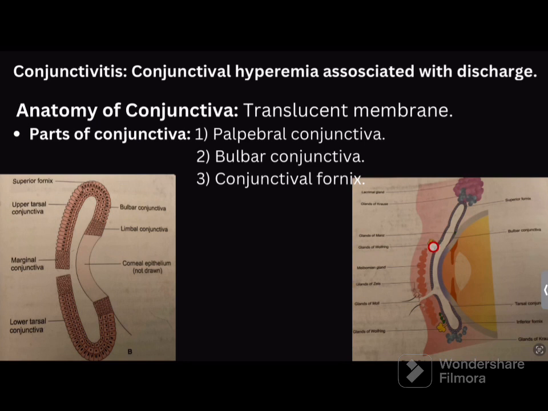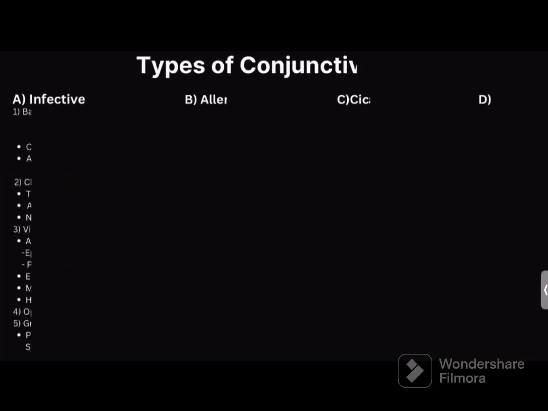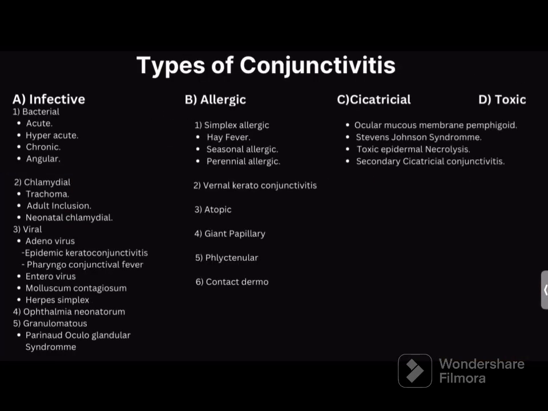Okay. So, this is all about the basic anatomy of the conjunctiva, which will help you understand the further aspects, like when you look for the symptoms of conjunctivitis. If I talk about the palpebral conjunctiva, you should know where the palpebral conjunctiva is. If I say look into the bulbar conjunctiva for the sign, then you should know where the bulbar conjunctiva is. Okay. Now coming to the types of conjunctivitis.